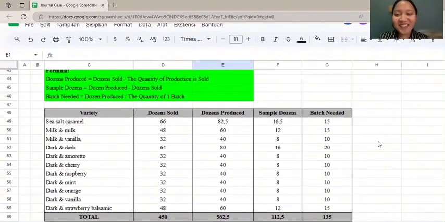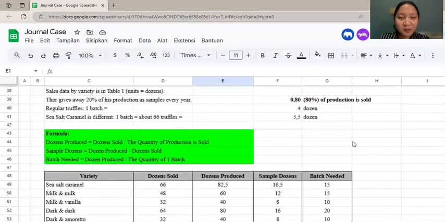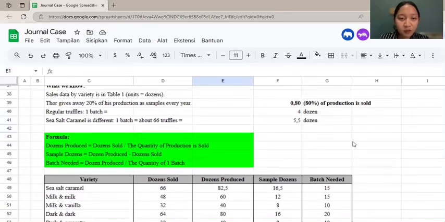Stop. Yes. We only need to calculate it with the formula that has been given, which is dozens produced, by dividing the 66 by the proportion of production that is sold. Please scroll up again. The proportion of production that is sold is, can you click the dozens produced for sea salt caramel, please?